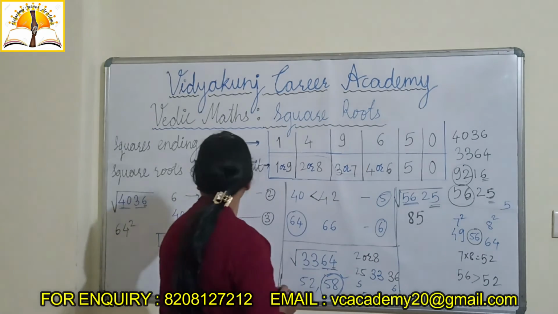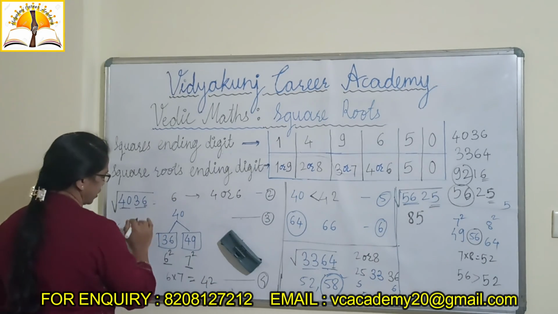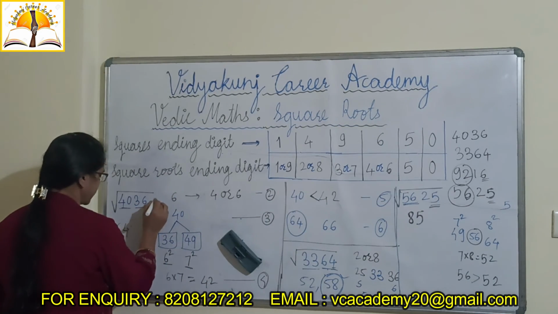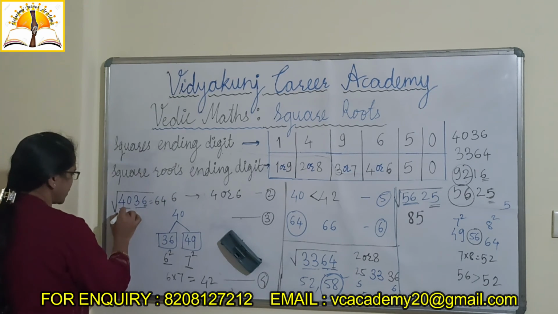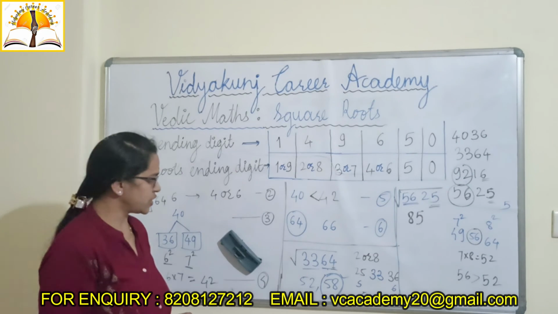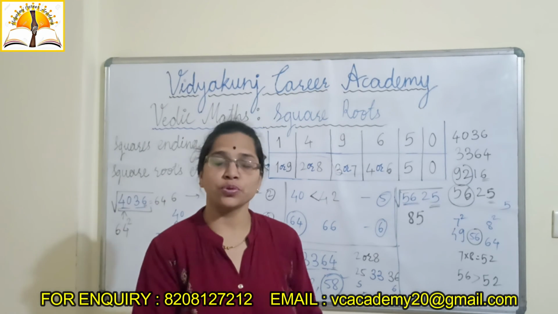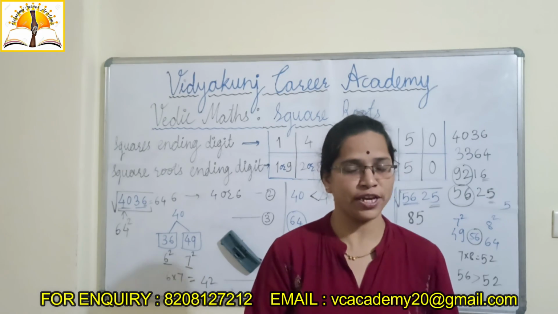In this way we have to solve. Yes or no? Square root means here I have to write in this way, 64. If you make the square here, then you will get this answer. This whole 4-digit number you will get as the answer. I hope you understood how to solve. If you have any query regarding this, put your query below my video. I will help you. Thank you.